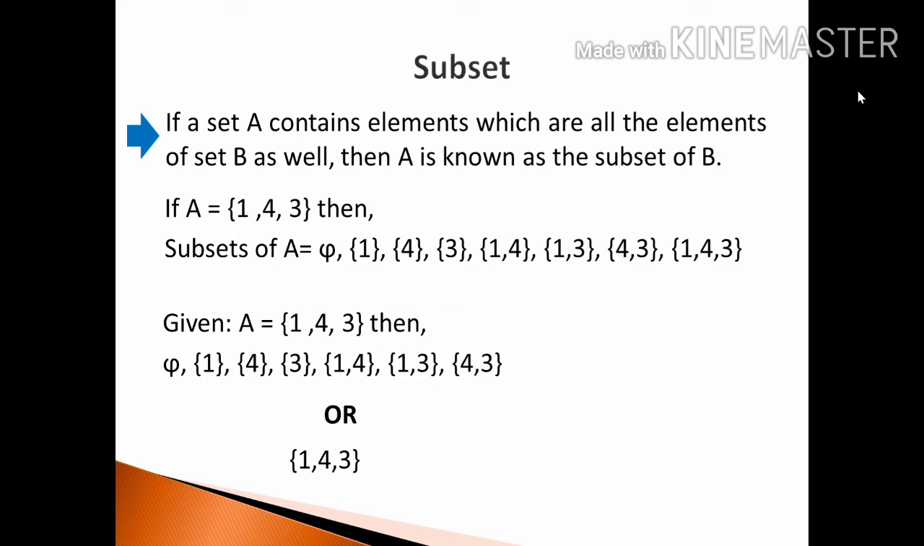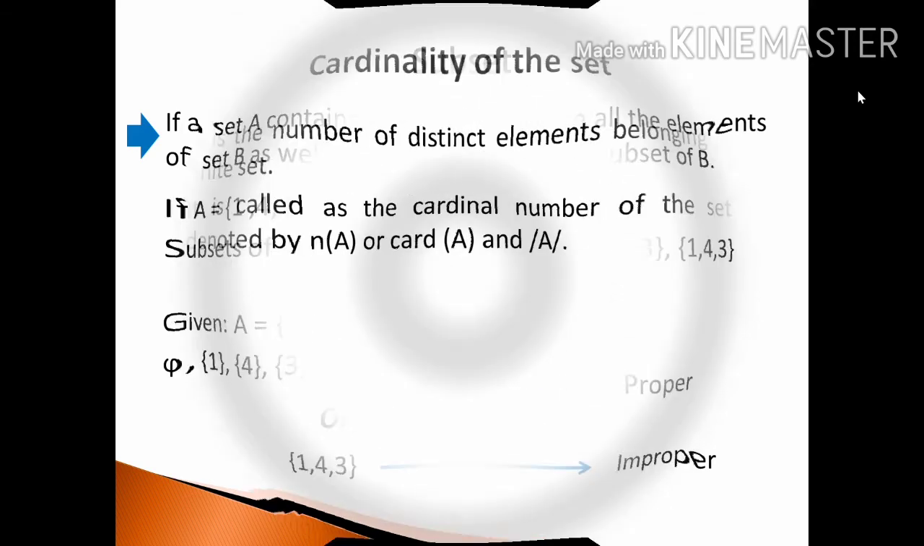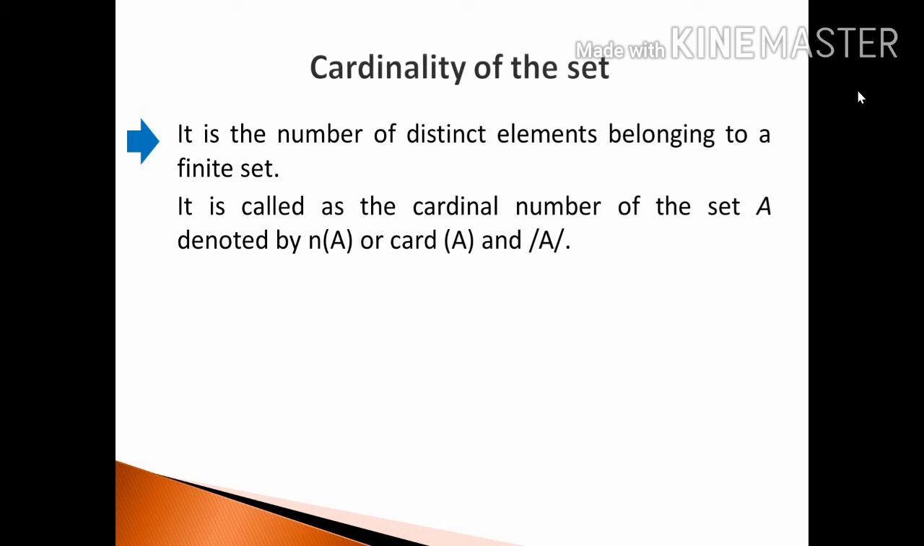Now, let us use this given to identify the types of subsets. Okay, so we have this first one produced from the original, we call it the proper subset. But if the newly produced set has the same elements as the original set, then we call it an improper subset. I hope you have a good idea about subsets. Now let's proceed with the cardinality of the set.